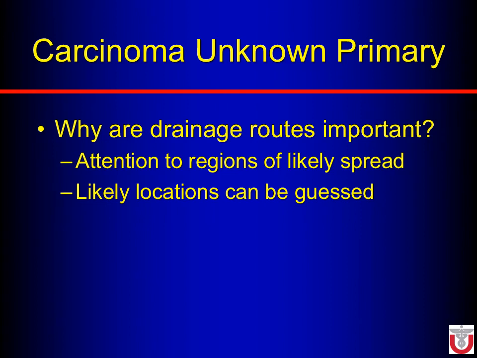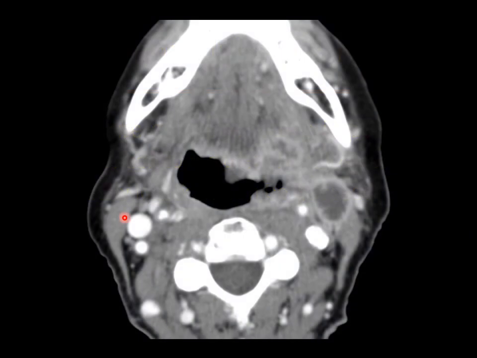Well, the opposite is also true. If we see a definite pathologic node, we can think about what primary sites drain to that area and look at those areas closely. So here's an example of a patient with a definitely pathologic level 2 lymph node. We know that the base of tongue and the palatine tonsil drain to that area, so we look at those regions and we see the palatine tonsil primary in this case.